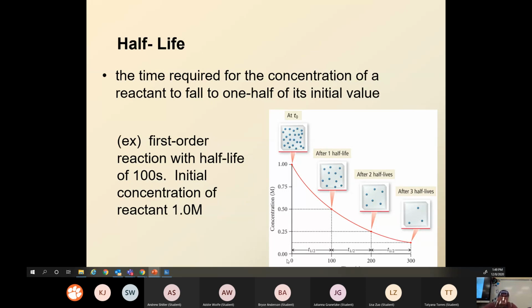So even though it's the same span of time, it still cuts in half. It doesn't cut the exact same amount each time, it just divides by 2. So you do get this kind of exponential graph whenever you're looking at half-life.